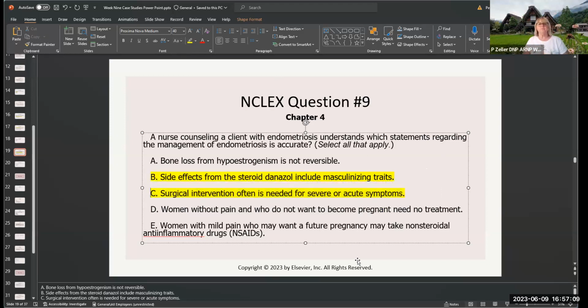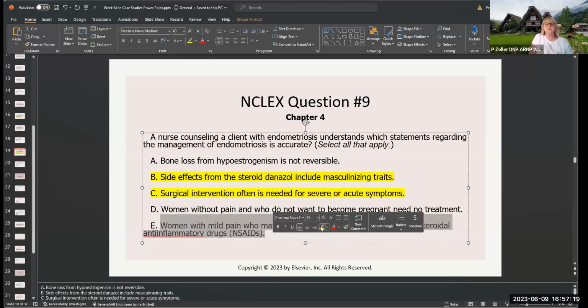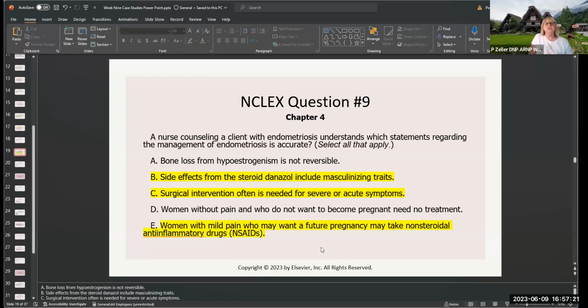Okay. Would E be one? Yes. If she has pain and she wants a future pregnancy, we can give her NSAIDs.